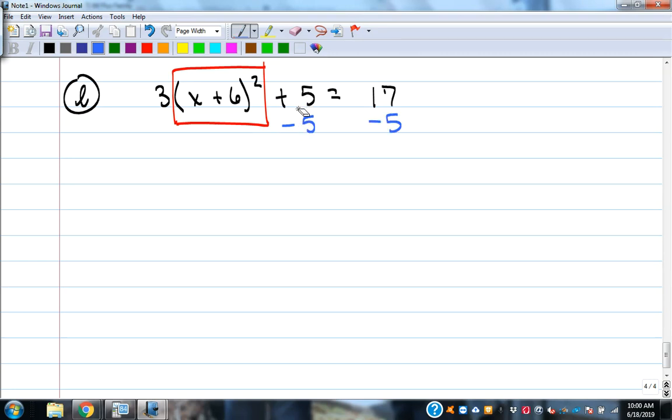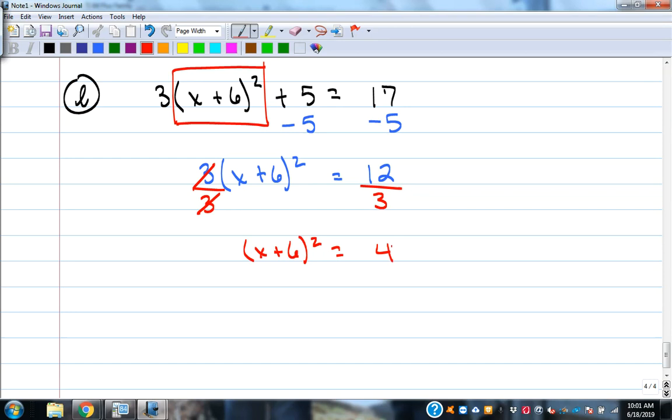So we're getting rid of the 5 because it's not attached to that at all. It's on the outside, so we can get rid of it. That's going to give me 12. And I've got 3 parentheses x plus 6 squared. Well, that 3 hanging out there in the front, I need to get rid of it. So it's 3 times that. So I'm just going to divide by 3 to get rid of it. And 12 divided by 3, that goes nice and evenly. That's 4. Hey, that worked out nice.